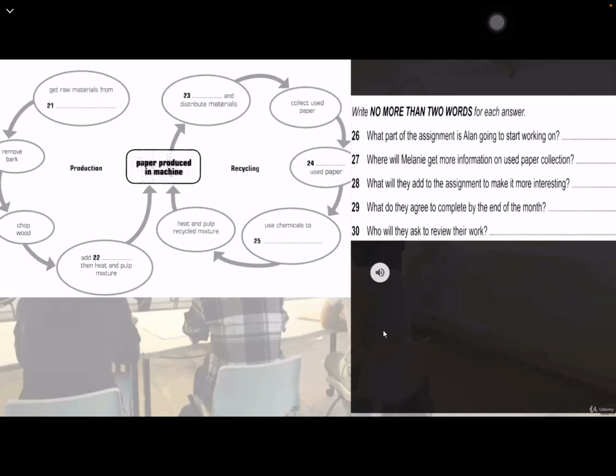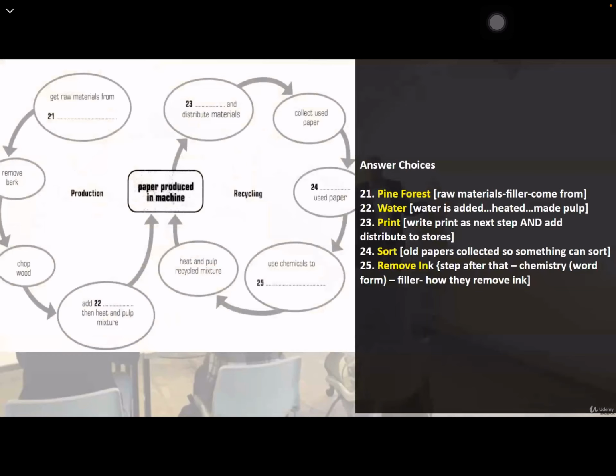Okay, let's go ahead and go over the answer choices. Number 21 is pine forest. They mentioned raw materials, and then they gave you some filler language, and then they said it comes from the pine forest. Number 22 is water. Number 22 was really straightforward. Water is added, right, for number 22.